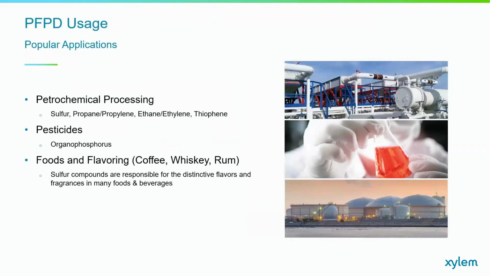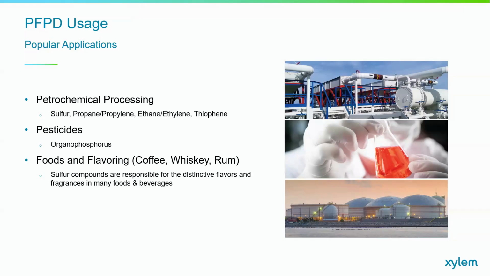So I briefly covered some of the applications, but by far and away, the most popular application is in petrochemical processing. There's a standard method, ASTM D6228, that calls out the PFPD specifically for sulfur analysis in oil and natural gas samples. There are all sorts of different oils and natural gases that are being used. Biofuels are becoming more prevalent. There's propane, ethane, ethylene, propylene, all sorts of different fuels that the PFPD can be used for.